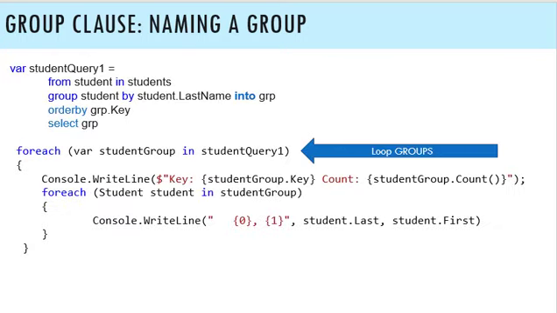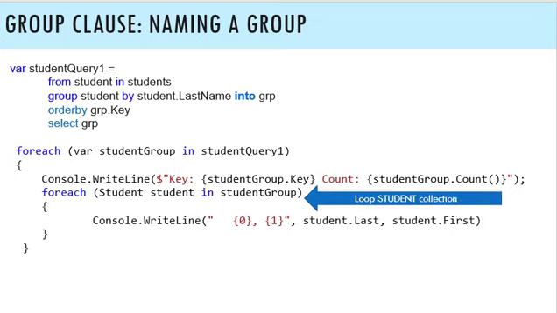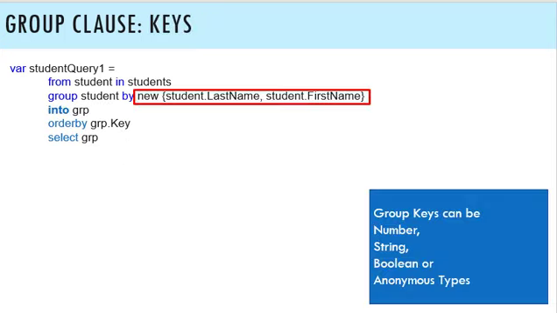Here I have written the loops. The outer loop iterates through the group and prints its key or other aggregates like count. The inner loop iterates through student collection within each group. Group key can be a number, string, boolean or anonymous type. Here in this example, an anonymous type is used as composite key.